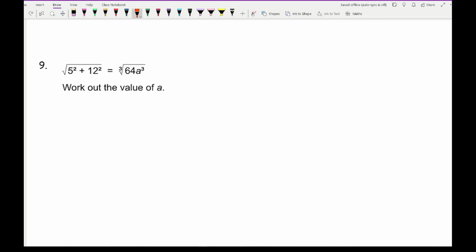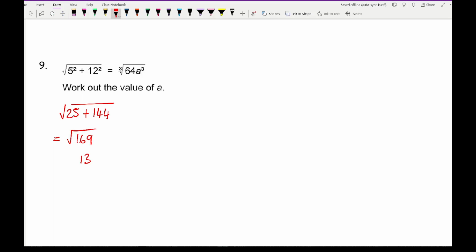So moving on to question 9. Again, if you want to have a go at this question, then please do pause the video and then unpause when you've done. So looking at this question, we've got the square root of 5 squared plus 12 squared equals the cube root of 64 a cubed. So for this, what we want to try and do is simplify both sides as much as possible. Although that's not the only way of doing this question, it's just one thing that springs to mind straight away. So looking at the left hand side, we've got the square root of 25 plus 144, which equals the square root of 169, which we should recognize as a square number, and that's going to be 13. So the left hand side equals 13.